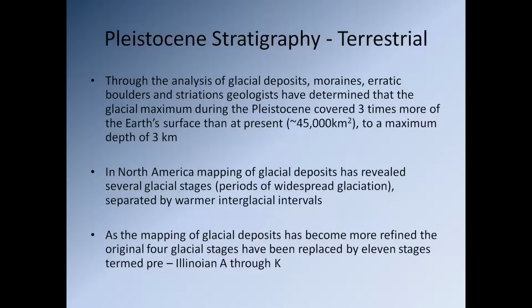So what we can do as geologists is look at the glacial sediments, and we can actually look for these interglacial intervals, these periods of essentially warming up where we see the glaciers retreating, and then obviously the advance that follows that retreat. So as the mapping of glacial deposits has become more refined, initially we could only find 4 glacial stages, and over time we've actually managed to work out, based on the observations of sediments from land, that there are 11 stages, and these 11 stages are termed pre-Illinoisian A through K.